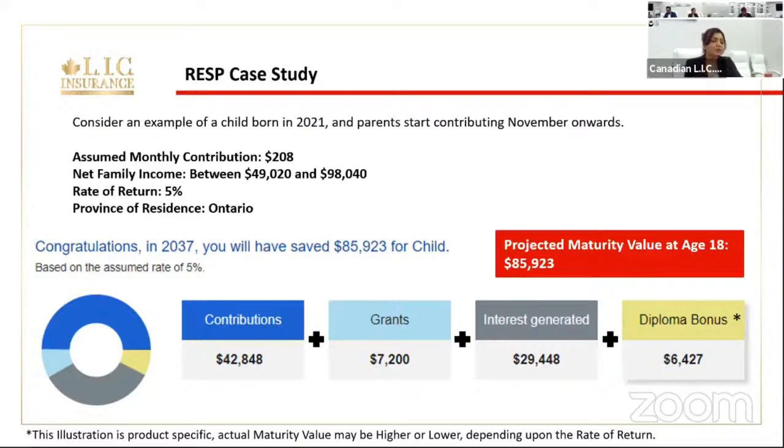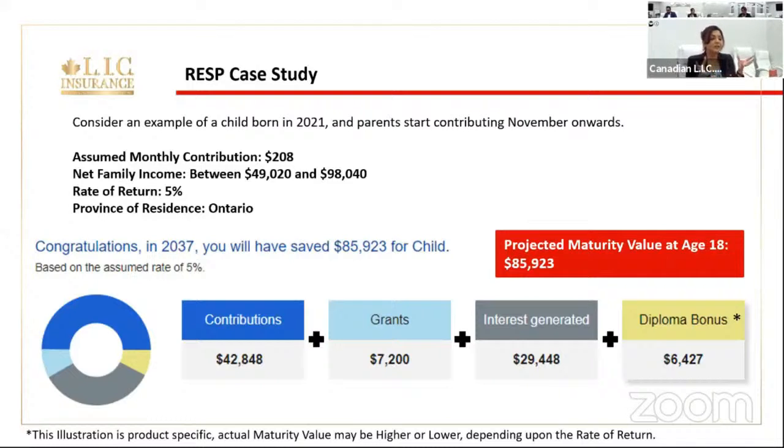So if you see, your contribution as a parent is $42,848. Because you're doing it from day one, you get the full $7,200 grant, plus the compounded interest you earn is close to $30,000. And if we calculate the diploma bonus as well, 15% of 42,000, $6,427 bonus is also included. So you have put in only $42,000, and with grants, interest, bonus and everything, it grows.